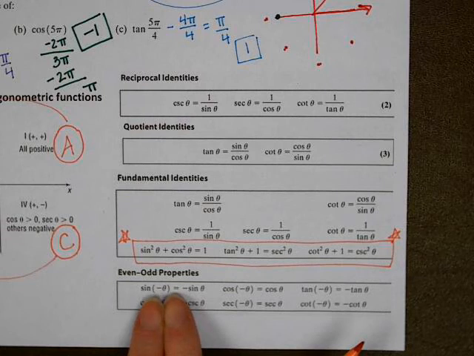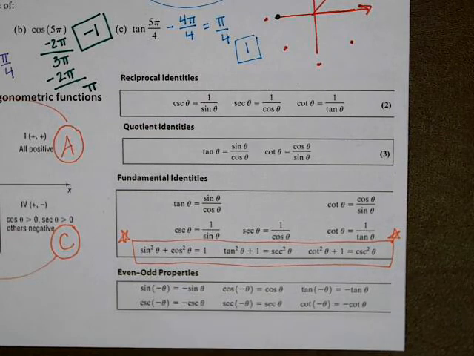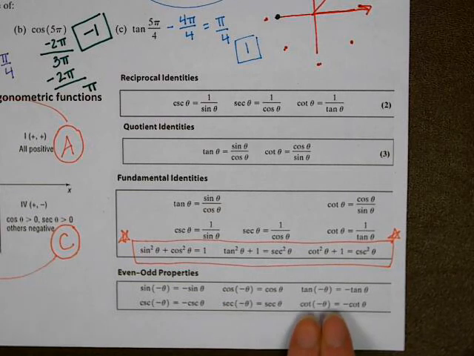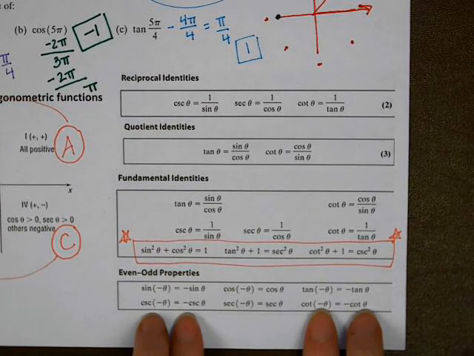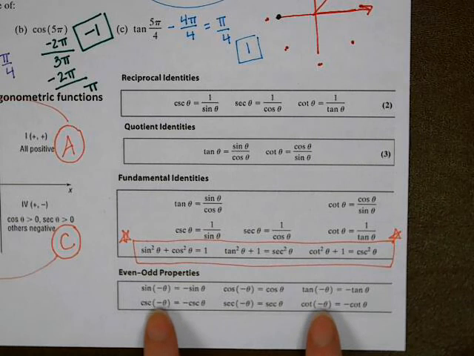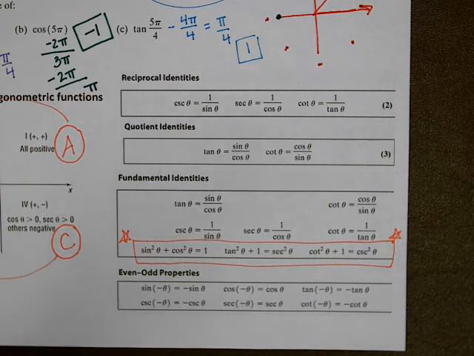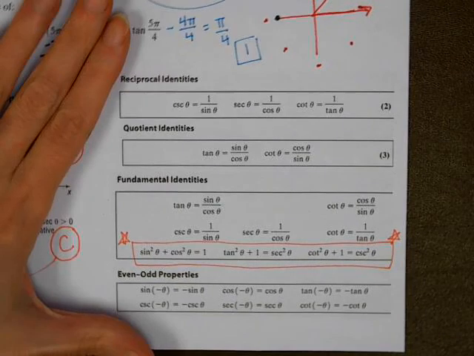Sine of negative theta becomes negative sine theta. Same with cosecant. But for cosine, if you're cosining a negative theta, it's the same as the positive cosine theta. And then tan and cotangent of negative theta actually equal negative tan of theta. So these four, their negative angles just equal the negative version of the function, but cosine is the positive version. On the back side, I think we're going to use some of those identities, so keep this page handy for the back.